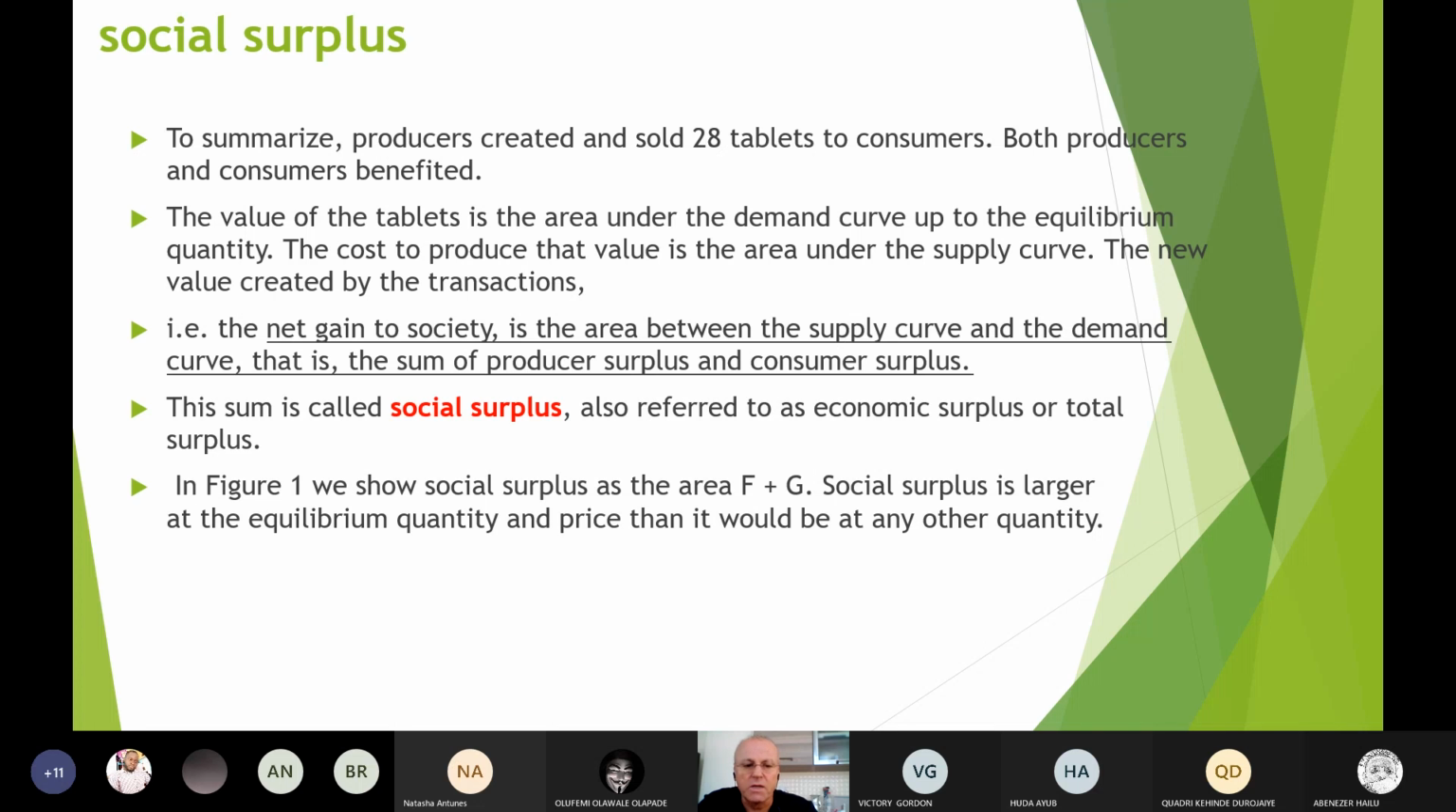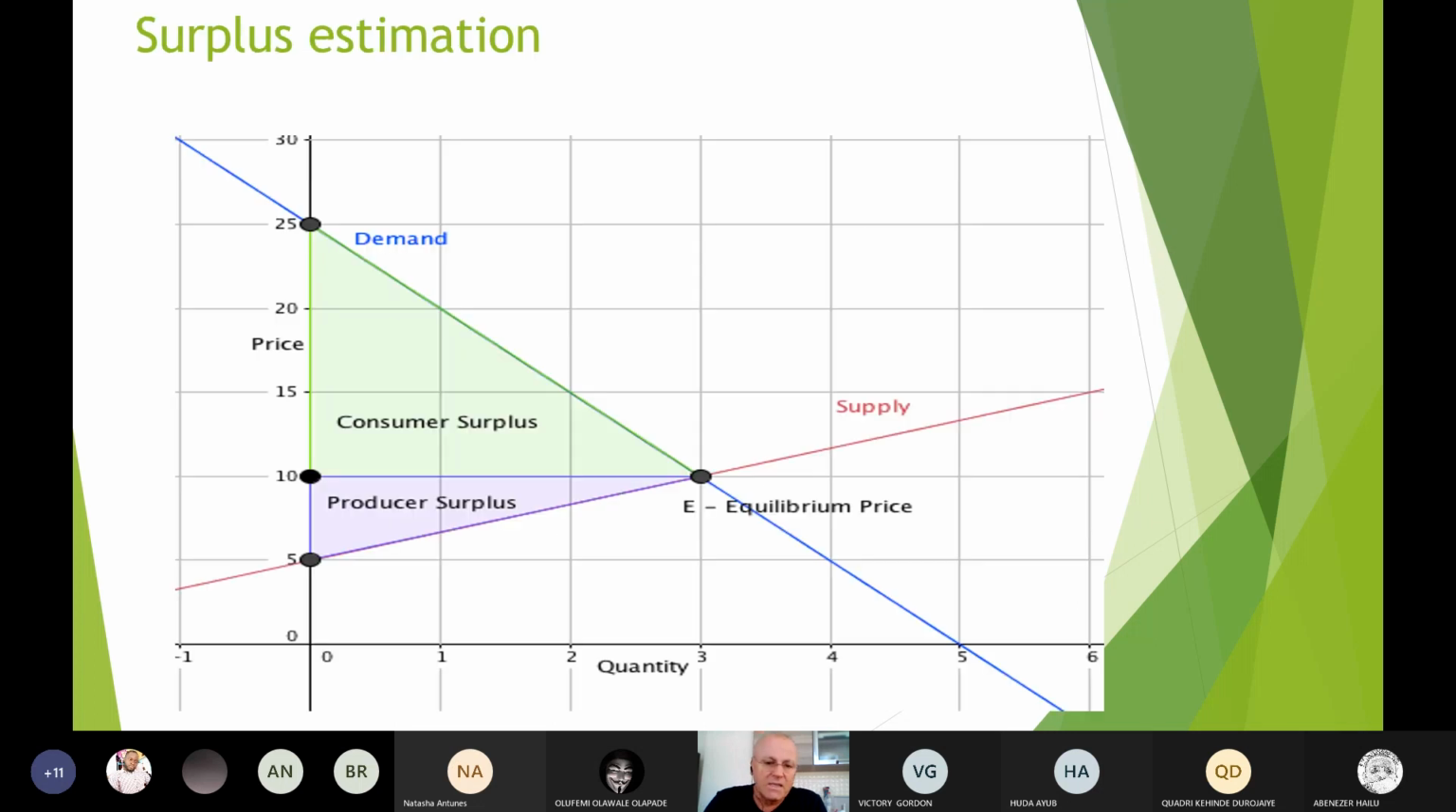And as it is illustrated on the graphic of figure 1, the total amount of these surplus areas for producers and for consumers is going to give this social surplus. We show the social surplus, as I mentioned to you, as the area F plus G. The social surplus is larger at the equilibrium quantity and price than it would be at any other quantity. Therefore, as much as you are enlarging this, this will shift and increase this area as it is illustrated here. The producer surplus is here and consumer surplus is also here.